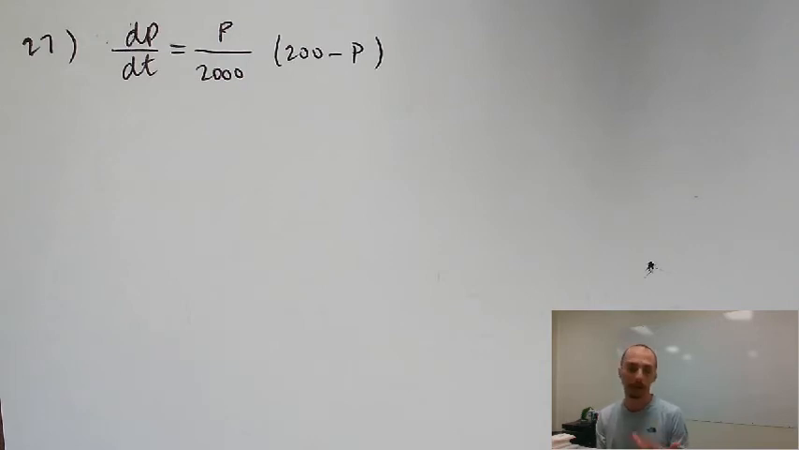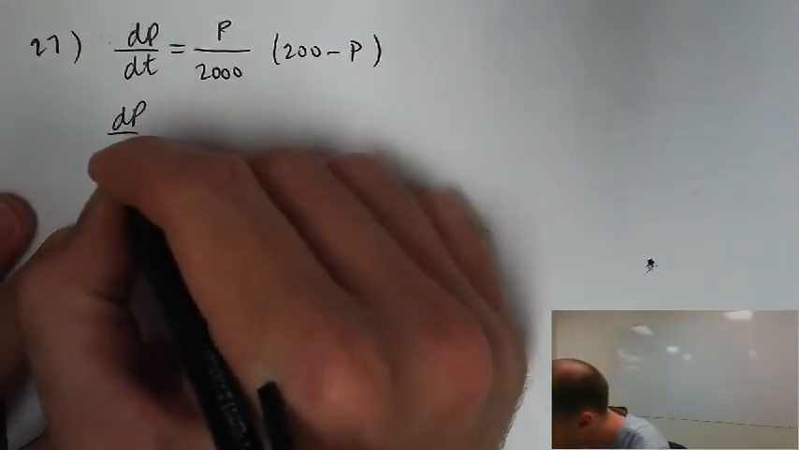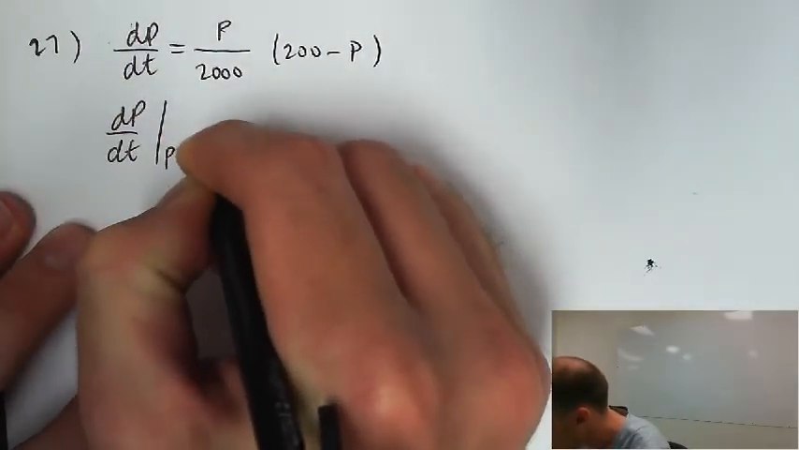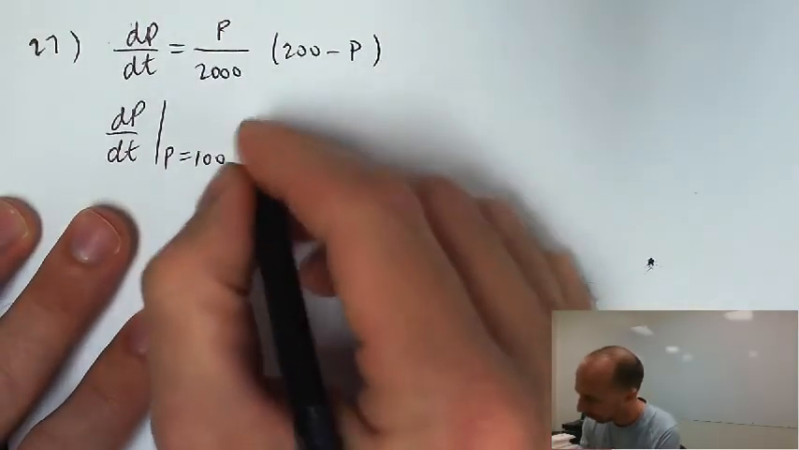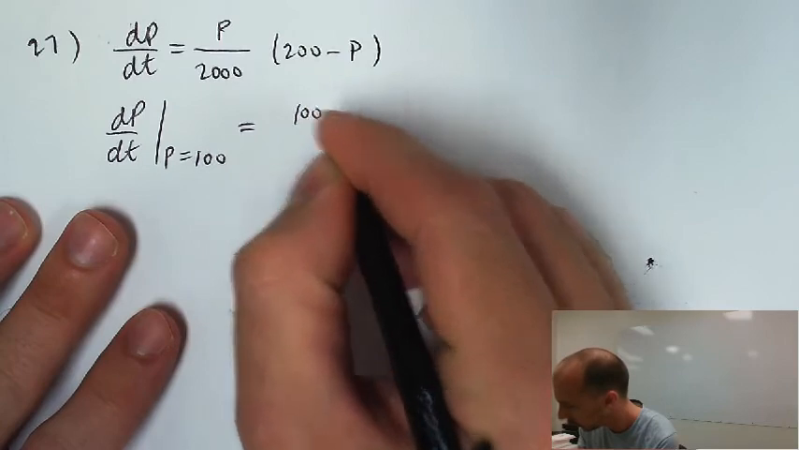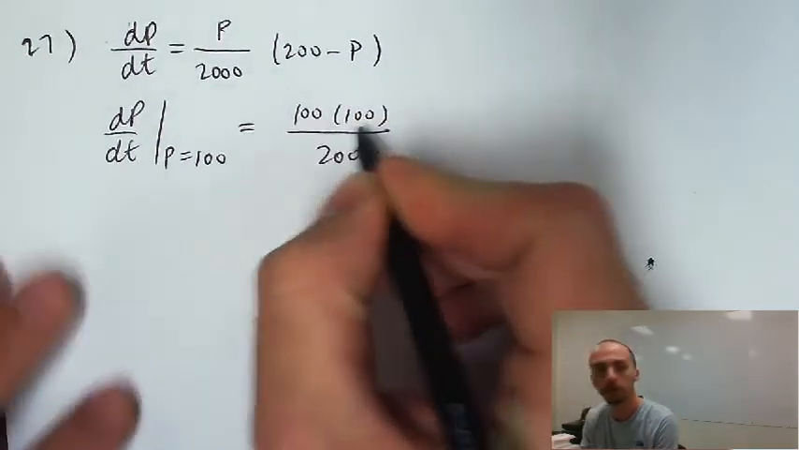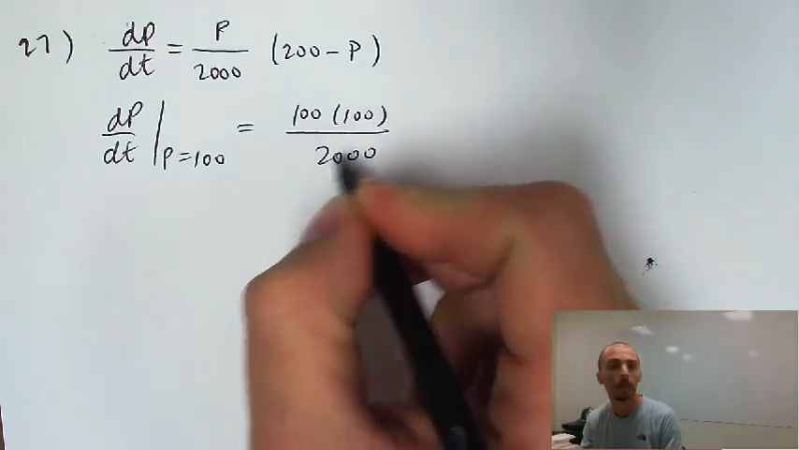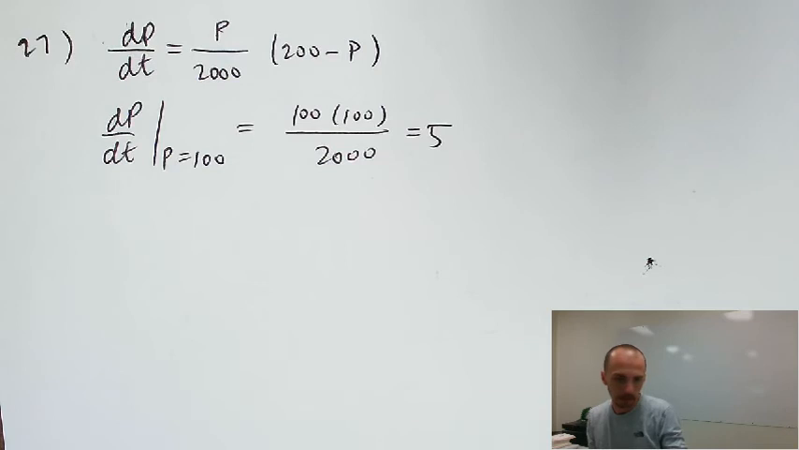Okay, well, the greatest rate of change will happen when P equals 100, but that's not going to be the rate of change. I want to just figure out what is dP/dt at P equals 100. And that's going to be, well, I plug in 100 times 100 divided by 2,000. 100 times 100 is 10,000. Divided by 2,000 is 5, which is answer choice A. All right.